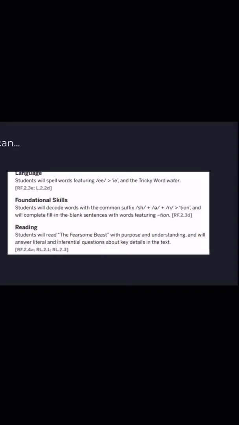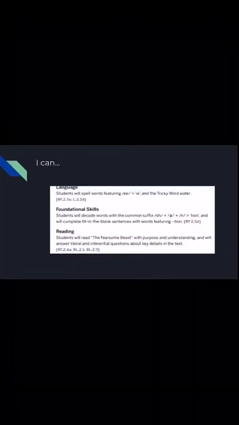You will also be decoding words with that common suffix, sh-on, spelled T-I-O-N, Sean. And you will be completing fill-in-the-blank sentences with words that feature that Sean sound, T-I-O-N. And guess what? You will be reading our new story today called The Fearsome Beast with purpose and understanding. And you will answer all these different kinds of questions about what's happening in the text. So let's go ahead and get started.